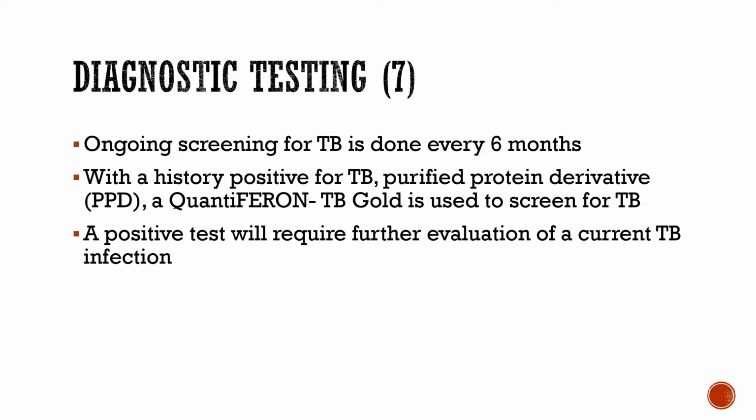So ongoing screening for TB is done every 6 months. They are monitored closely. They are screened closely with a positive history for TB. Purified protein derivative, which is the PPD, and then the QuantiFERON TB Gold are used to screen for TB. So somebody who is positive for HIV is going to also be screened for tuberculosis, TB, because that can be considered another opportunistic infection. A positive test will require further evaluation for a current TB infection.